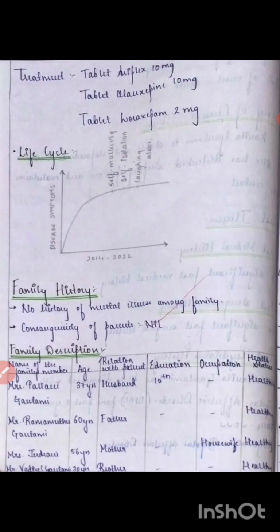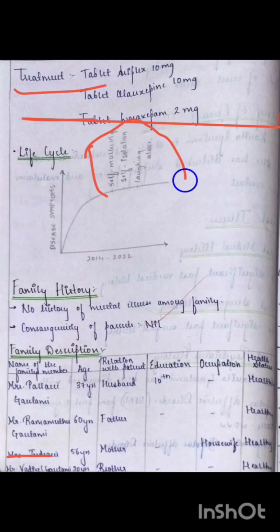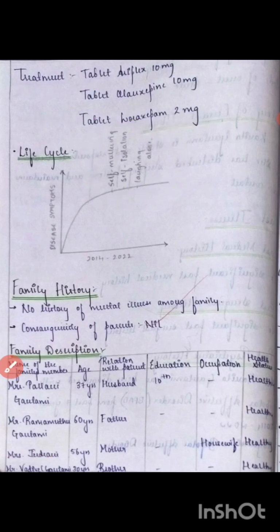Then comes the past illness. In that you'll have to mention past medical history, then the past surgical history, and past psychiatric history, whether she had the same episodes before, and at that time what diagnosis was made and what treatment was given. Then comes the life cycle. Now in life cycle you'll have to mention from when this disease condition started, and at that time what were the symptoms. So see here I have mentioned what were the symptoms. I'll have to mention in the same way.